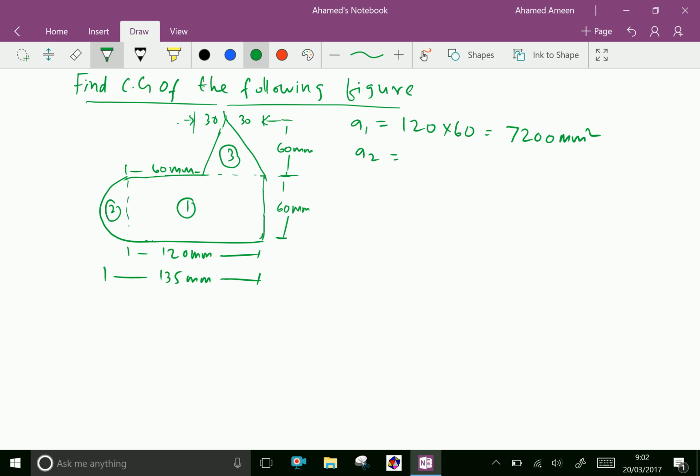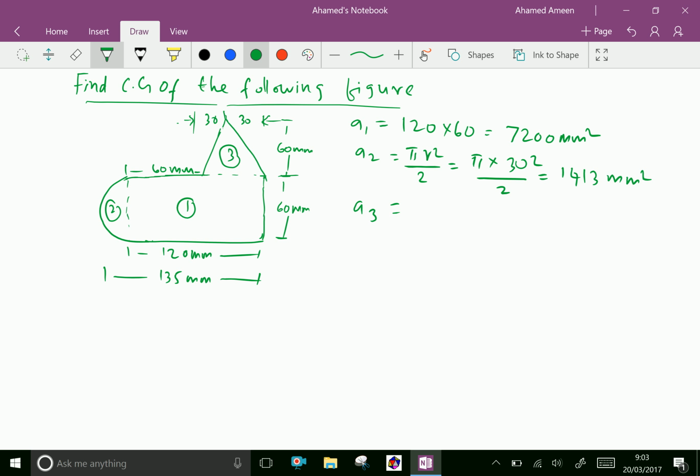A2 is the semicircle, so pi r squared over 2, which is equal to pi into 3.5 square over 2, which is equal, not 3.5, this is 30 square, which is equal to 1413 mm square.